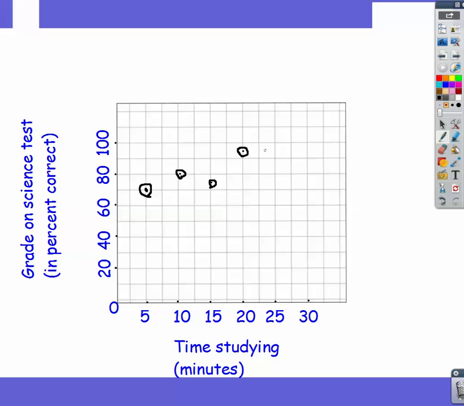Student studied for 25 minutes. They got a 96%. The student that studied for half an hour got a 99%. So I plotted my data, and I'm noticing, in general, the more time that was studied, the higher the grade was. So that's going to be a trend that as time went on, as more time was spent studying, the grade increased. No, it wasn't perfect because this student studied longer than the previous student, but didn't do as well.